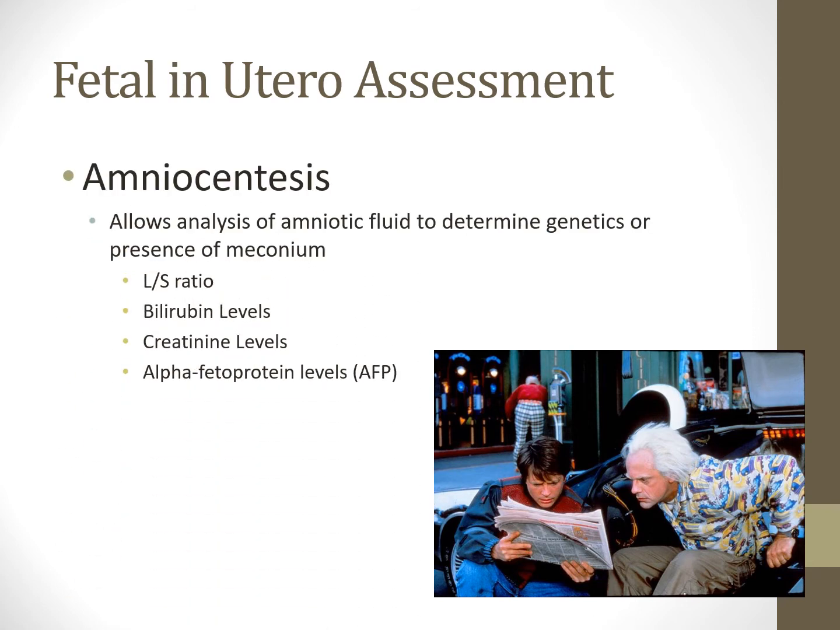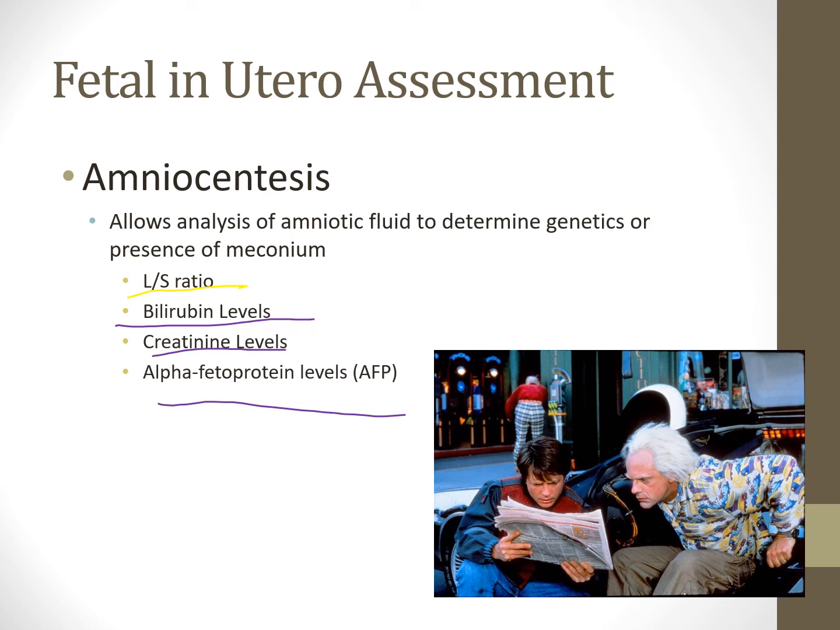So we also can do an amniocentesis. This is where we take a sample of the amniotic fluid. Go have fun looking at pictures of that. It does not look pretty, but it allows for the amniotic fluid to show a bunch of different things. We can look at lung L/S ratio, right? We can look at lung maturity. In this situation, we can look at bilirubin levels, creatinines. We can look at alpha-fetoprotein levels, AFP levels. A lot of this can also tell us about genetics, presence of meconium. It can tell us a lot of different information.